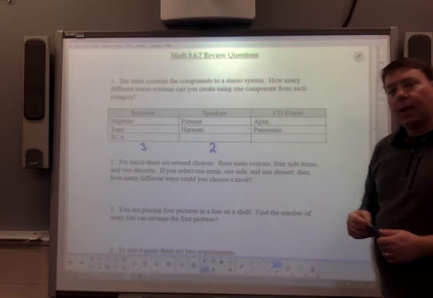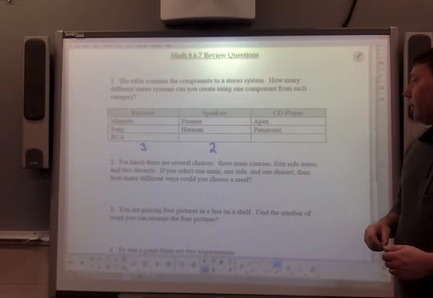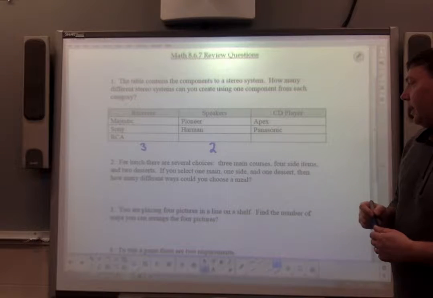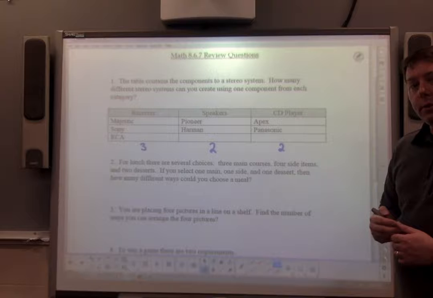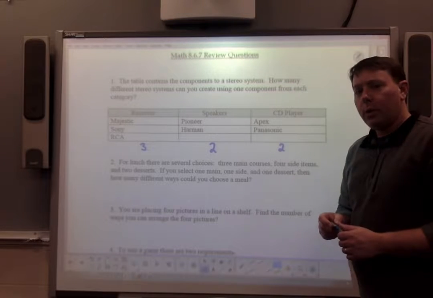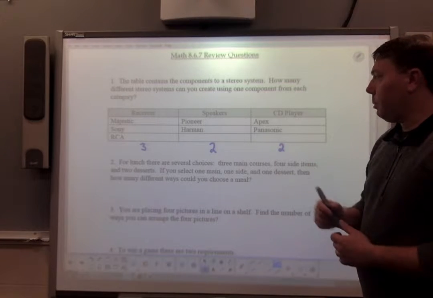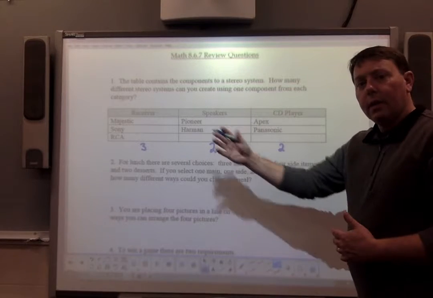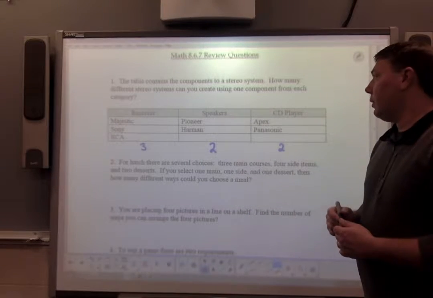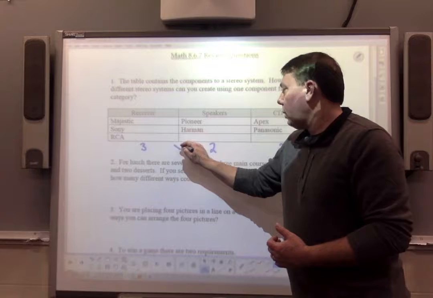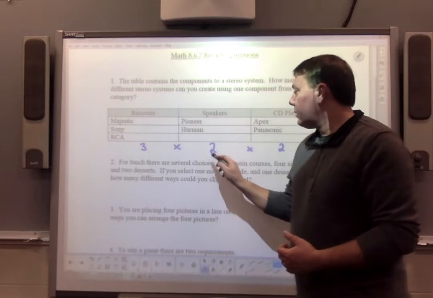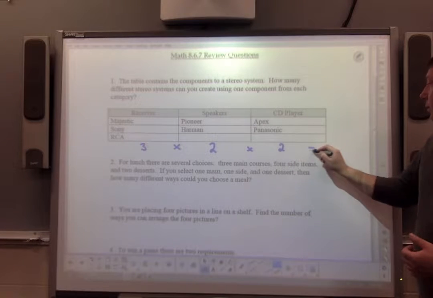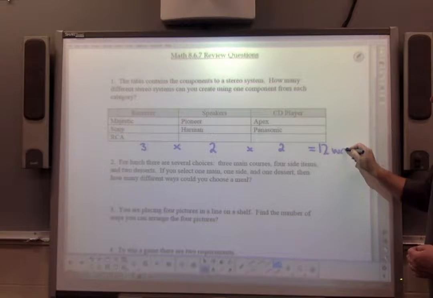And then in the last column is our CD player, and it's an Apex or a Panasonic CD player, and so we're going to put a 2 under that column because there's 2 different choices. Then what we do is, to do the basic counting principle, we're trying to find the total number of ways that you can put together a stereo system. So we're going to multiply these categories together. So 3 times 2 is 6, and 6 times 2 is 12. There's 12 different ways.